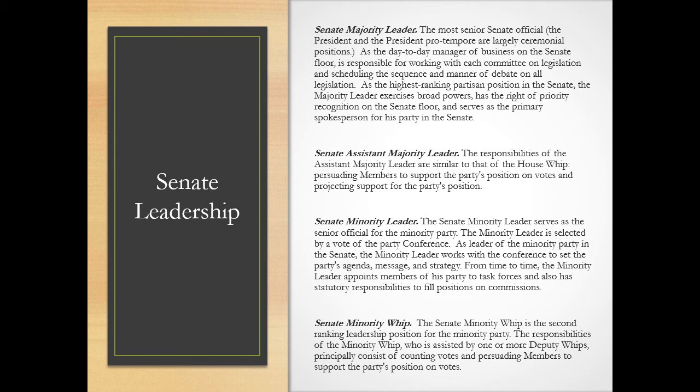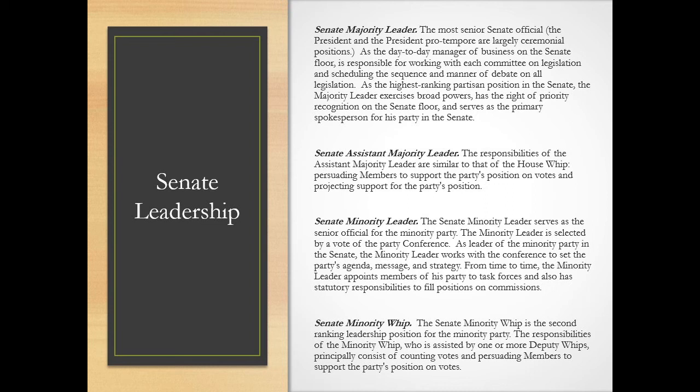The House, the lower chamber, Majority Whip. The responsibilities of the Majority Whip include persuading members to support the party's positions on votes. The House Minority Leader serves as a senior official for the minority party. The minority leader works with party members to set the party agenda, the party message, and strategy. Remember party and government from Chapter 8? This is they.